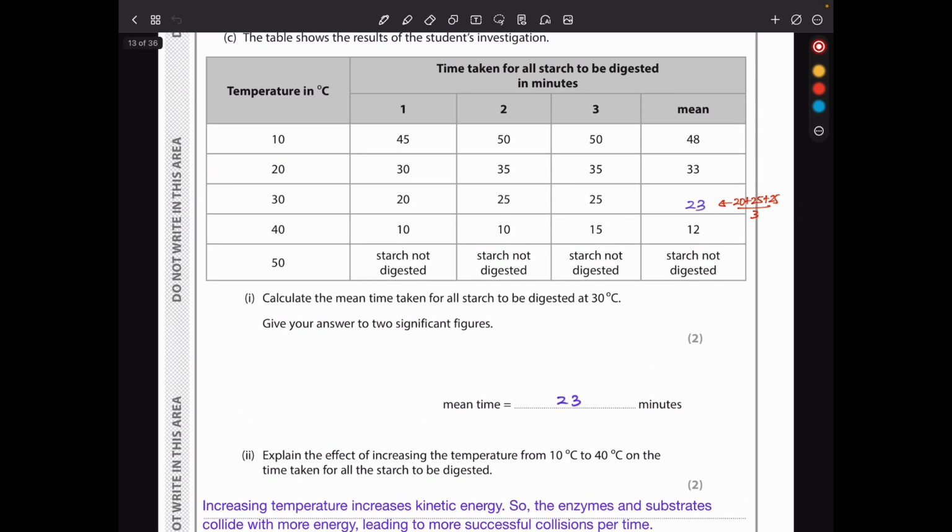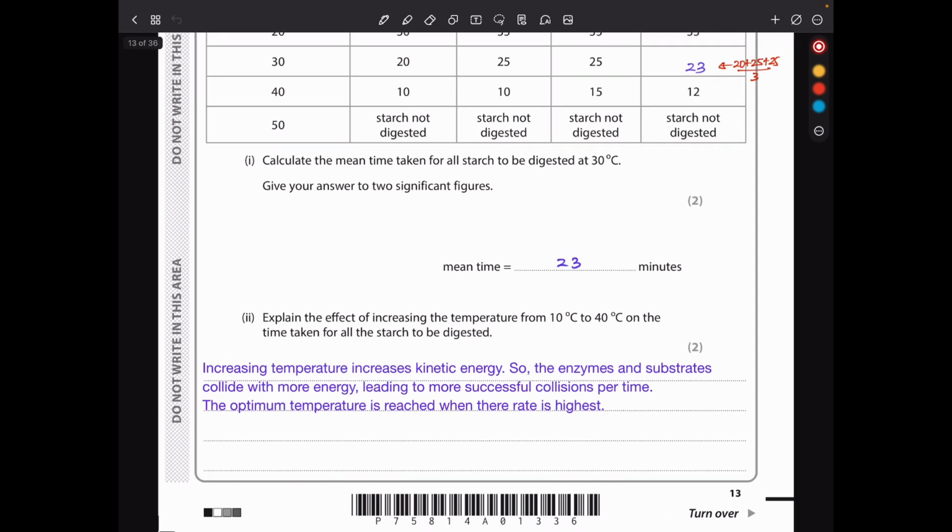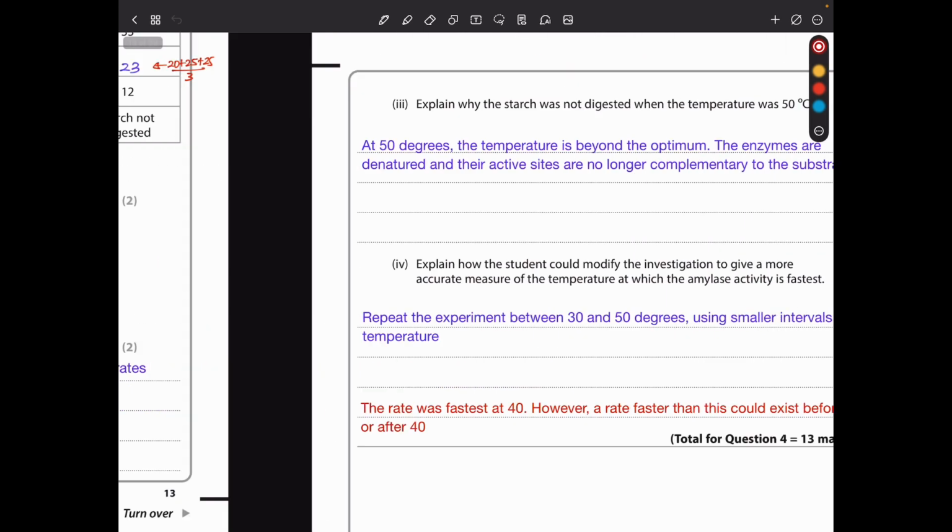If we go here, we can see the mean time decreases all the way to 40, but here we see starch wasn't digested, so at 50, there is going to be the denaturation of the enzymes. So from here to 40, the higher the temperature, the higher the rate of reaction because there is more kinetic energy. So I said increasing temperature increases kinetic energy, so the enzymes and substrates collide with more energy, leading to more successful collisions per time. And the optimum temperature is reached when the rate is the highest.